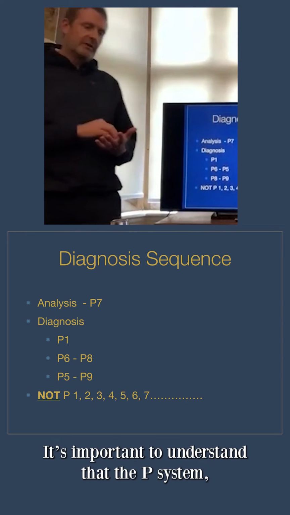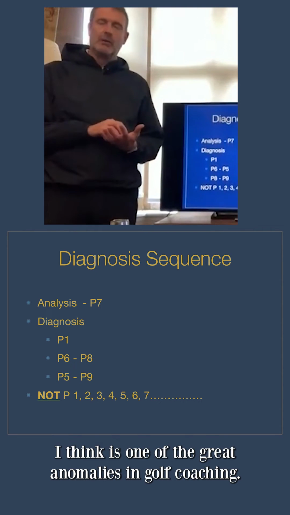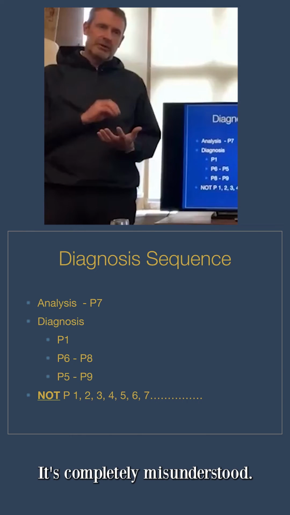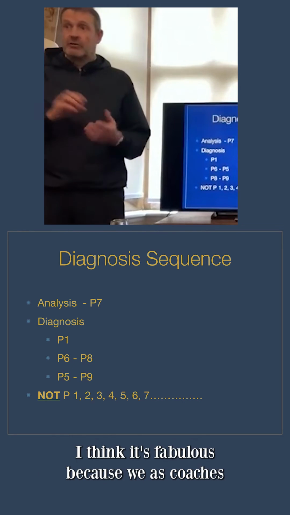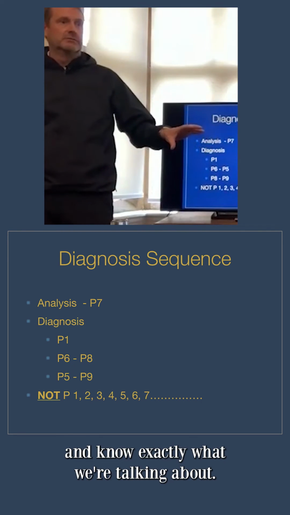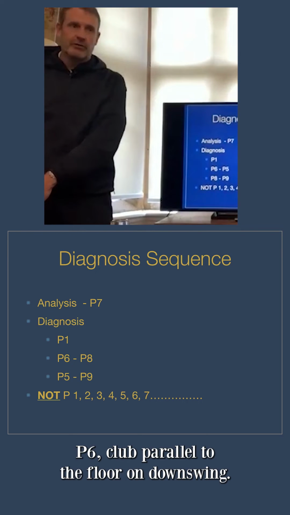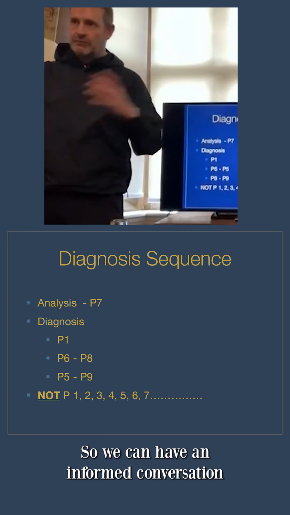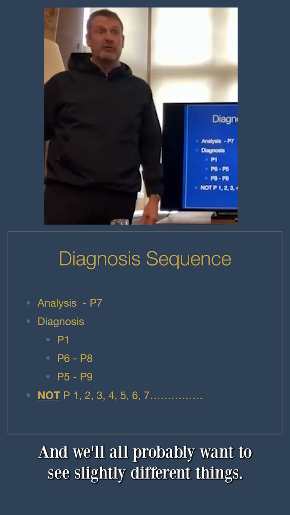It's important to understand that the P system, I think, is one of the great anomalies in golf coaching. It's completely misunderstood. I think it's fabulous because we as coaches can have a conversation and know exactly what we're talking about. Exactly that point in the swing. P6, club parallel to the floor and downswing. We all know that, right? So we can have an informed conversation knowing that the club is in the same space. And we'll all probably want to see slightly different things.